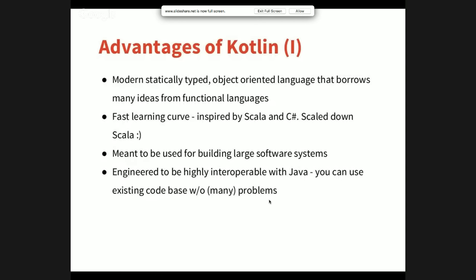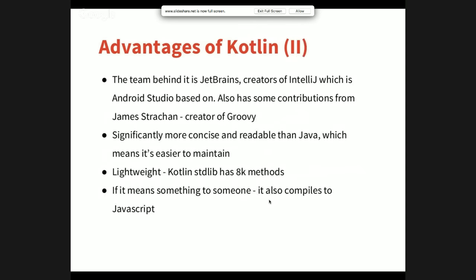Some advantages. This is the sales part of the talk. It's a modern, statically typed, object-oriented language with many functional features. If you know Java, it has a fast learning curve, and it's meant to be used for building large software systems, at least the guys that made Kotlin say that. And it's highly interoperable with Java, so you don't have any problems using existing Java libraries. The team behind it is JetBrains, the guys that made IntelliJ and Android Studio, which is based on IntelliJ. The creator of Groovy has made some contributions.